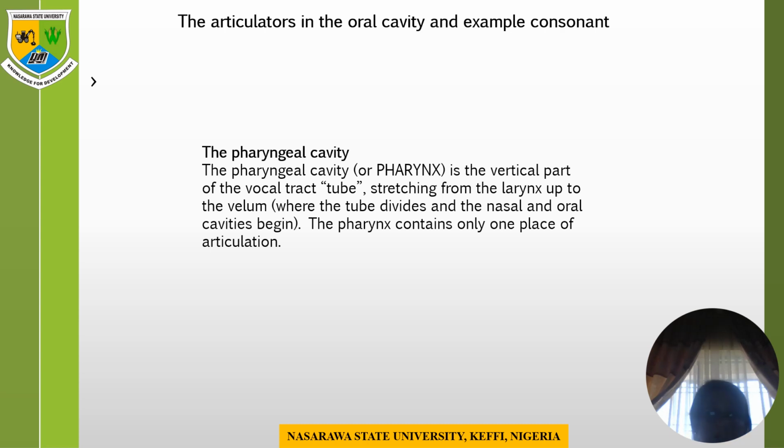The pharyngeal cavity. The pharyngeal cavity or pharynx is the vertical part of the vocal tract tube, stretching from the larynx up to the velum, where the tube divides and the nasal and oral cavities begin. The pharynx contains only one place of articulation.